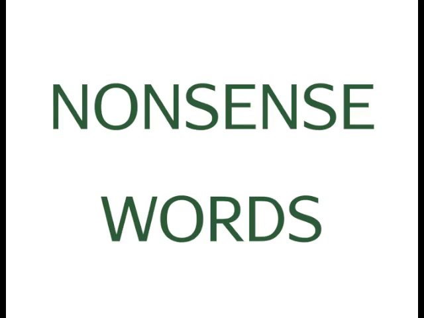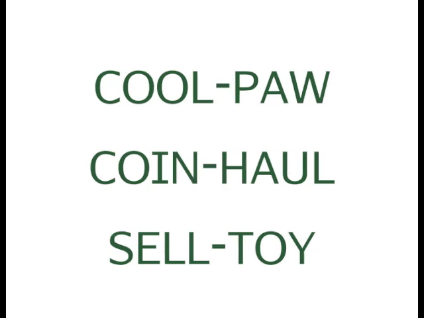Using these nonsense words, we're going to review our syllable division rules. Divide these and sound them out. All three divide between two words. They also divide between two consonants. In the third, the double L is counted as a single consonant. You divide between that and the T.